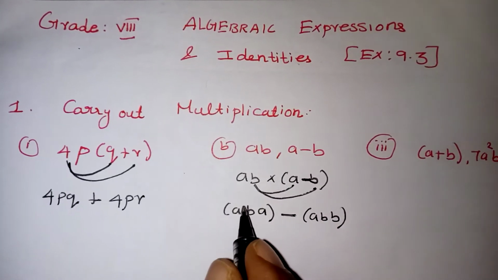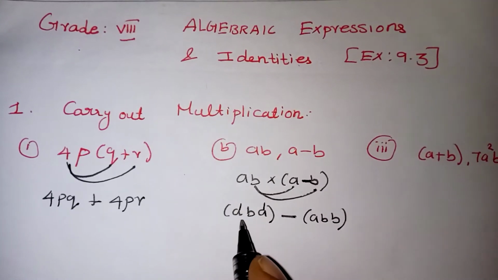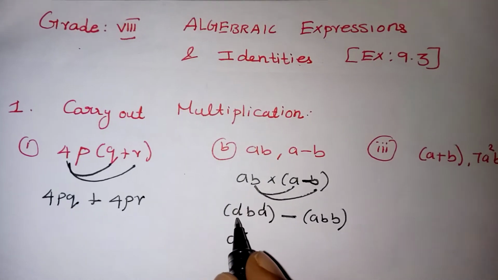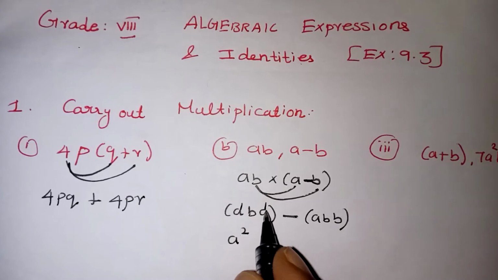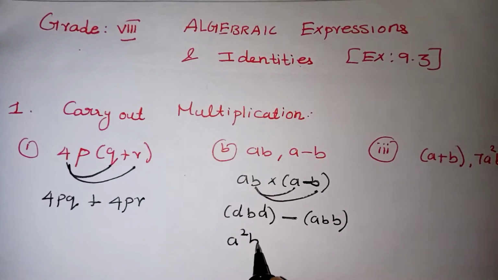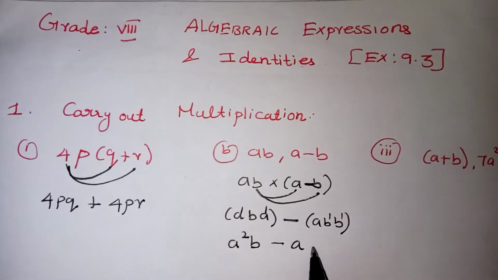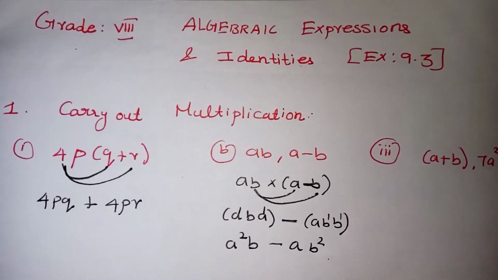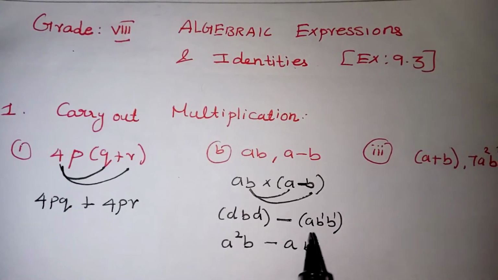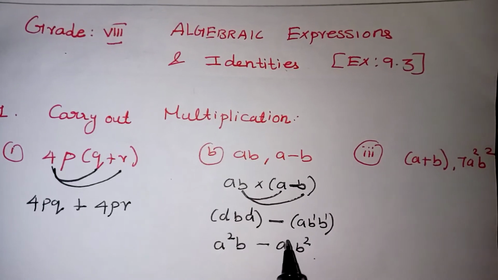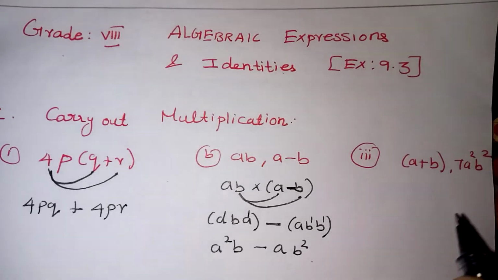Now the next step, a power 1, a power 1, when you are multiplying a power 2 will come. When the bases are same, powers will be added. 1 plus 1, 2. Then b power 1, b power 1 will be added, b square. That is your correct answer. Only b together it is added, only a together it is added. 1a and 1b cannot be added.